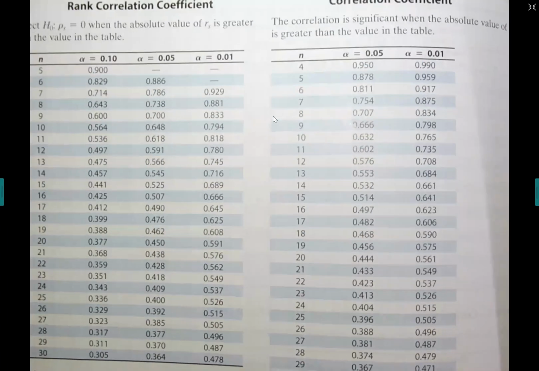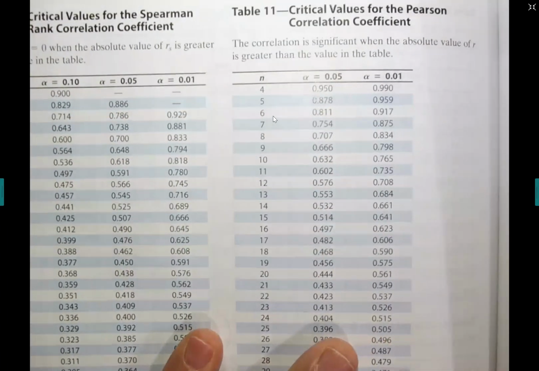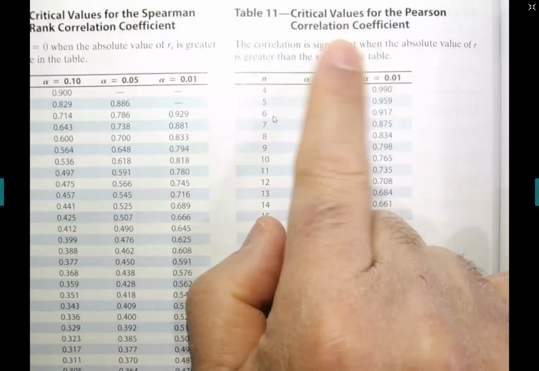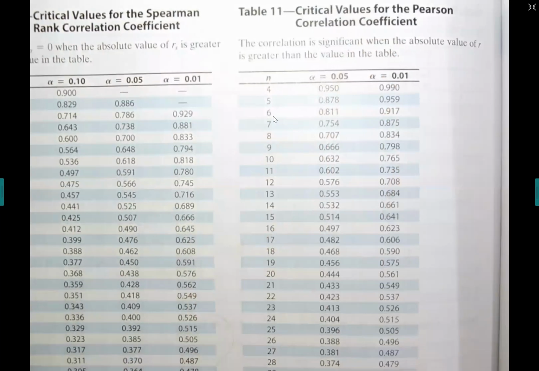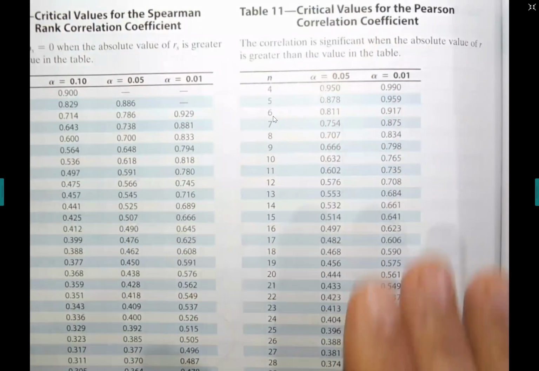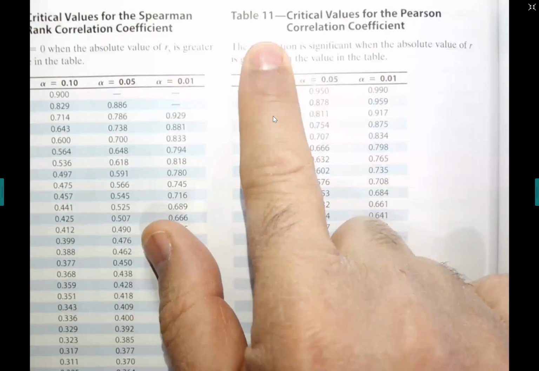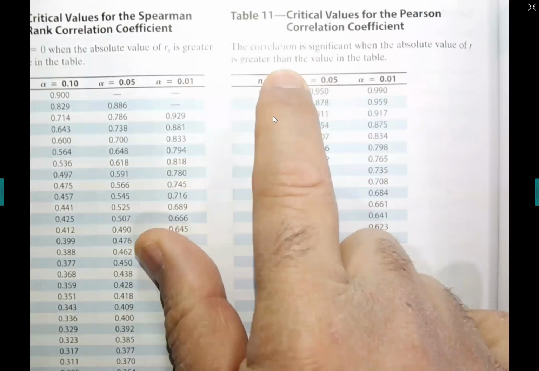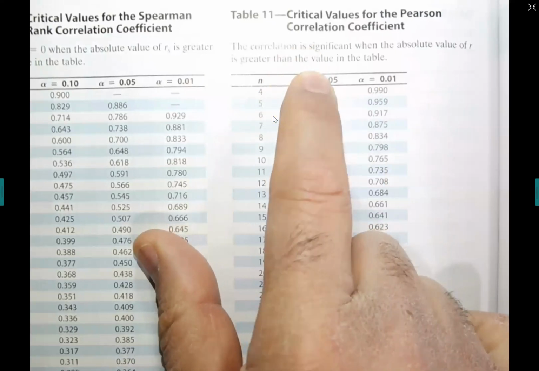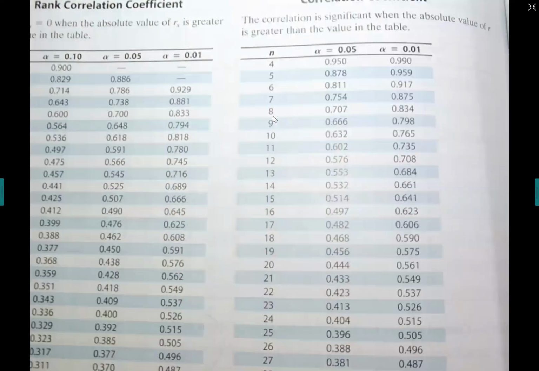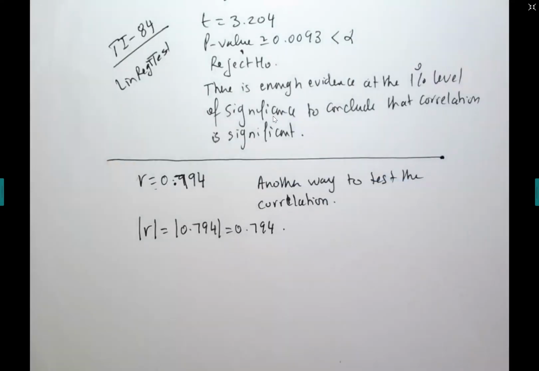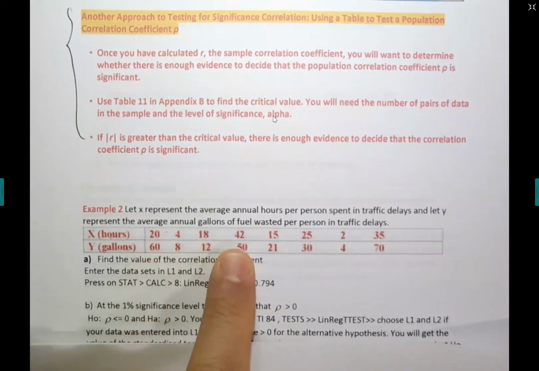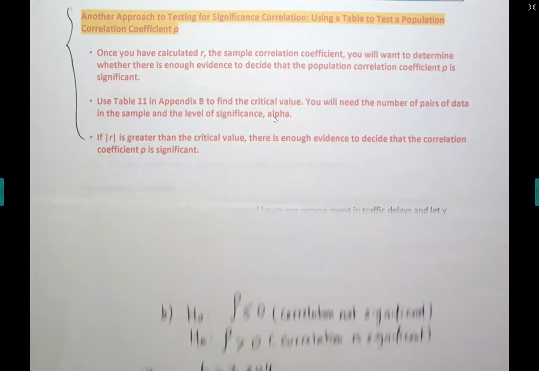I will provide you with this table if I wanted to do it. It says critical value for the Pearson correlation coefficient. The correlation coefficient that we're talking about is called the Pearson correlation coefficient. Okay, look what it says here. The correlation is significant when the absolute value of R is greater than the value from the table. What is N in our example? Let's count. How many did we have in there? 1, 2, 3, 4, 5, 6, 7, 8. So remember that we have 8.